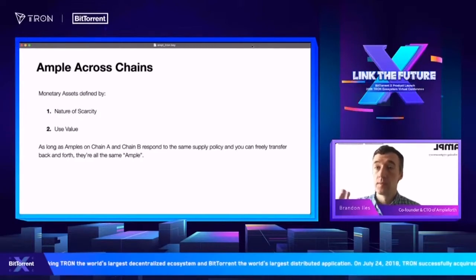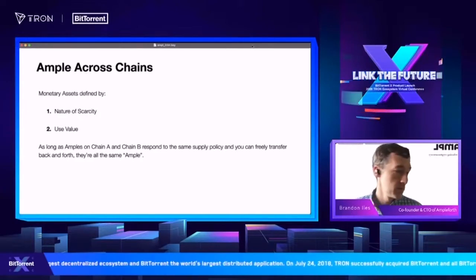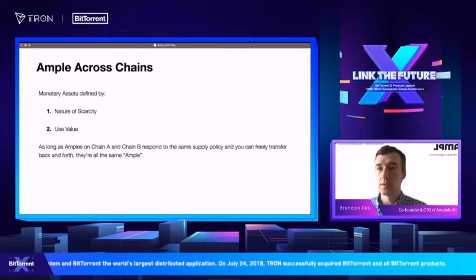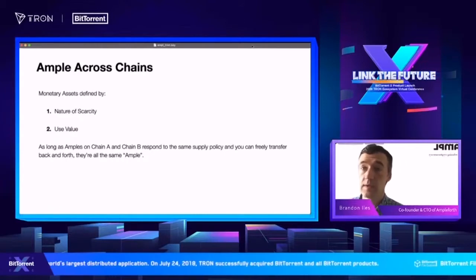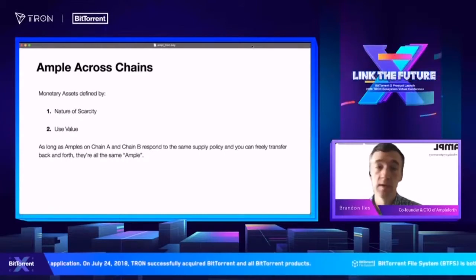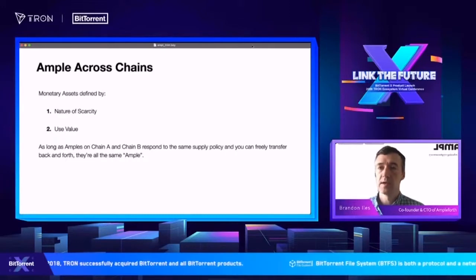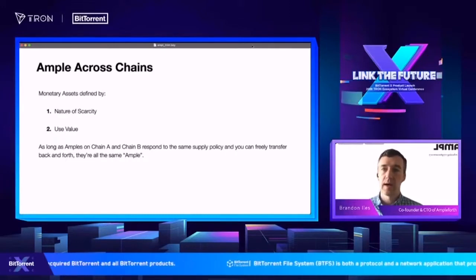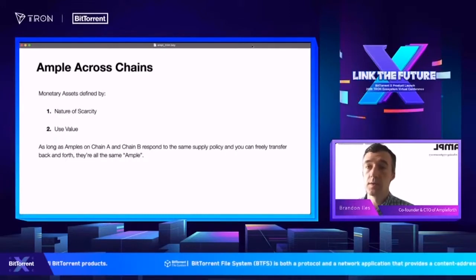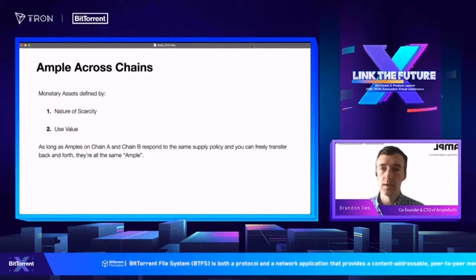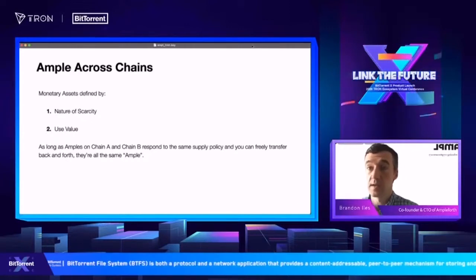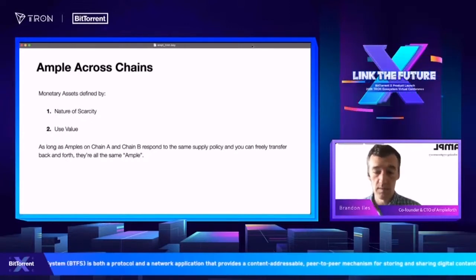This unlocks Ample as a potential value highway between different ecosystems, and because Ample is not tied to any particular blockchain, it also makes it a very promising chain agnostic money and store of value.